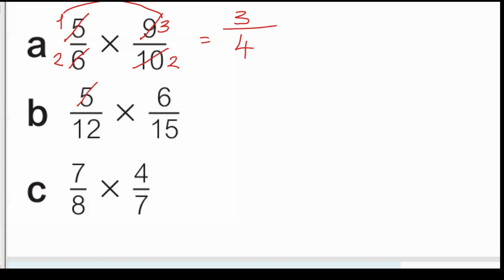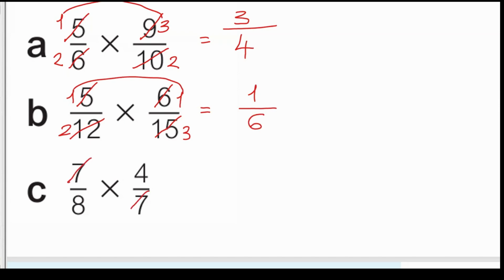Next, divided by 5, this will be 1. Divided by 5, this will be 3. I can also simplify the 6 and 12. Divided by 6, this is 1. Divided by 6, this is 2. And then multiply. 1 times 1 is 1. 2 times 3 is 6.